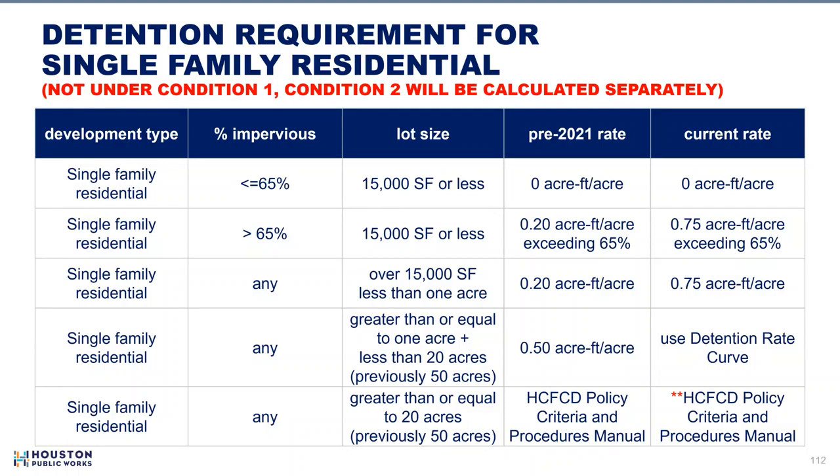And then the last one would be if you're larger or equal to 20 acres. What do you do? Well, you use HCFCD's policy criteria and procedure manual, but the minimum requirement for the detention is still 0.75. So you can run the model, run the procedure, and everything else, and come out and say, hey, my result is 0.65, so I'm going to use 0.65. No, you still have to use 0.75.